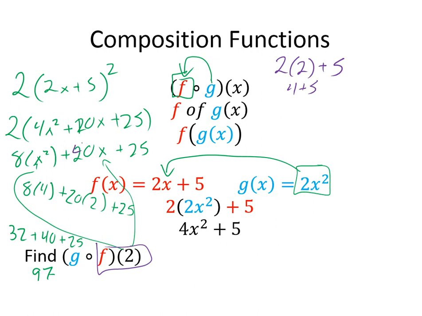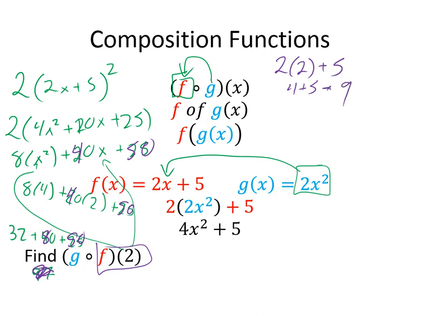Oh, this one I didn't multiply the 2 all the way through. So actually this number should be larger. It would be 58. Yeah, this number's a lot larger than 97. This one would be 9.